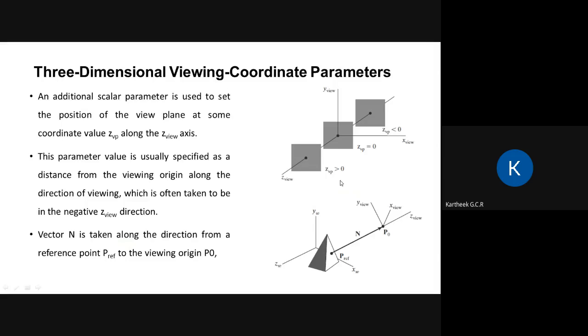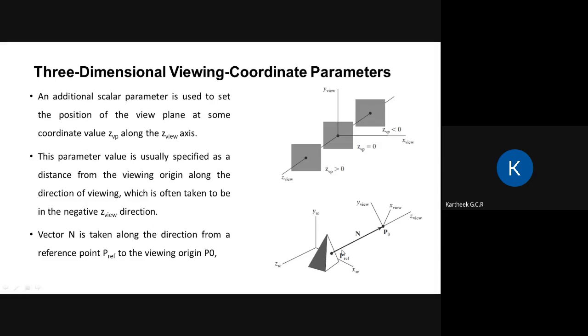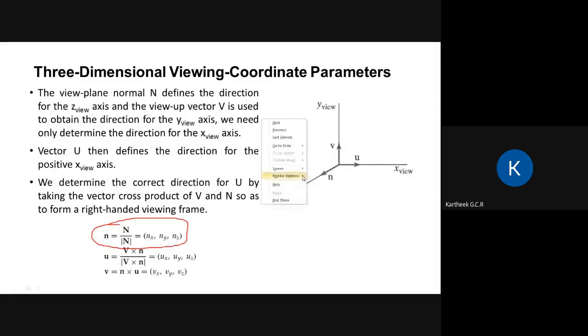We will have to know the normal of the view plane, which is basically the normal pointing towards the position where you're looking at, right? So you can get the normal by taking P reference minus P naught. So you would get the normal vector. So you inverse it, you would get the n, right?